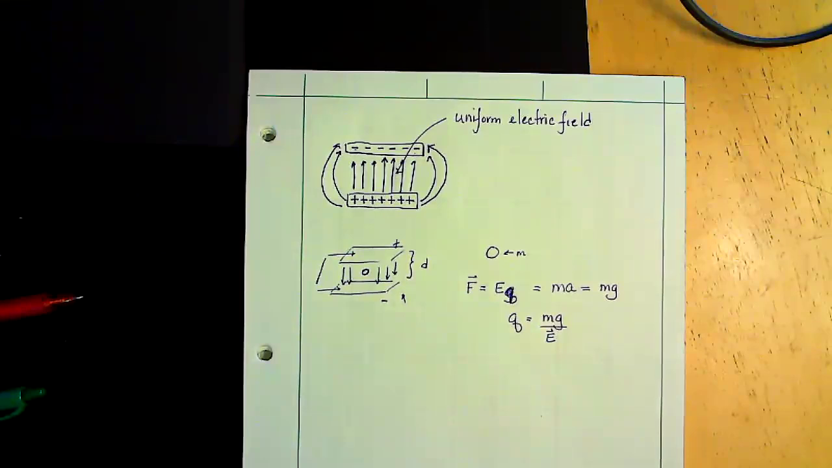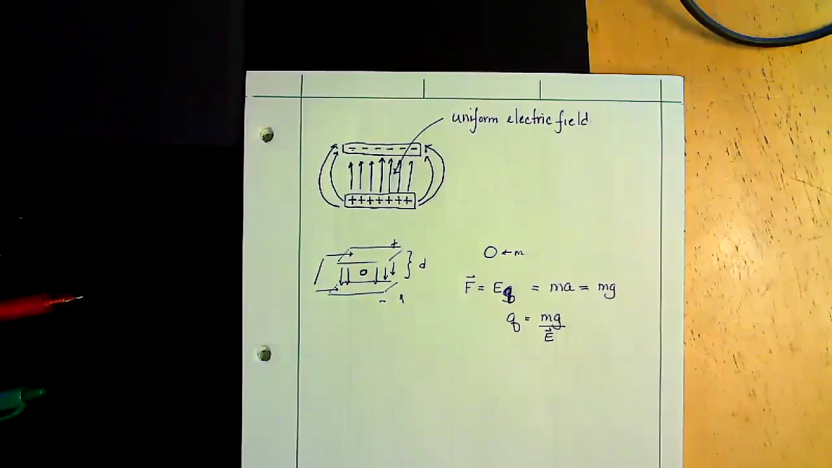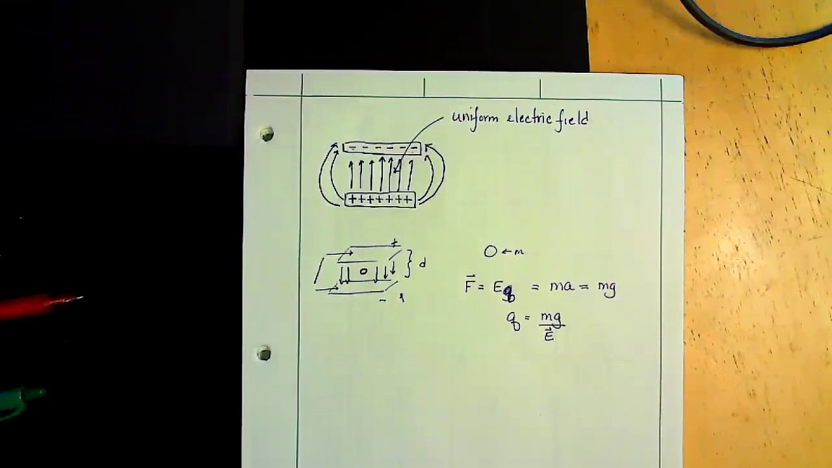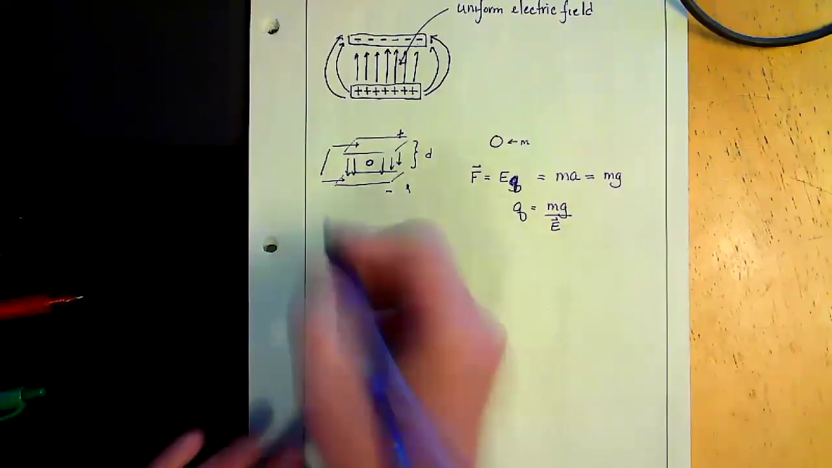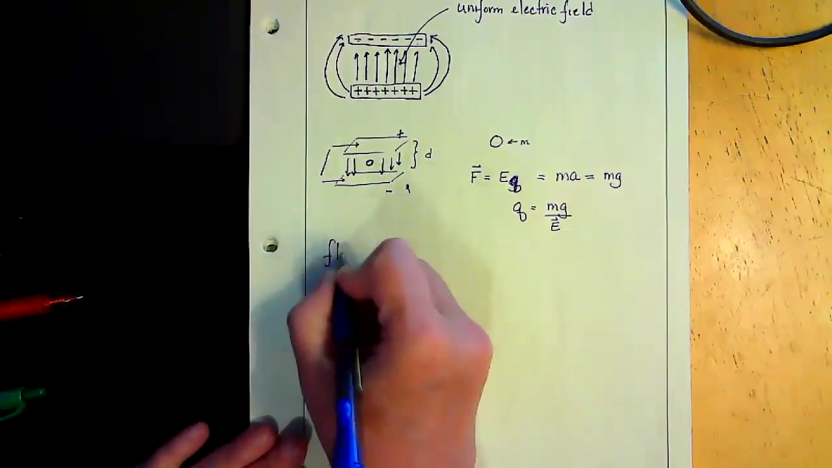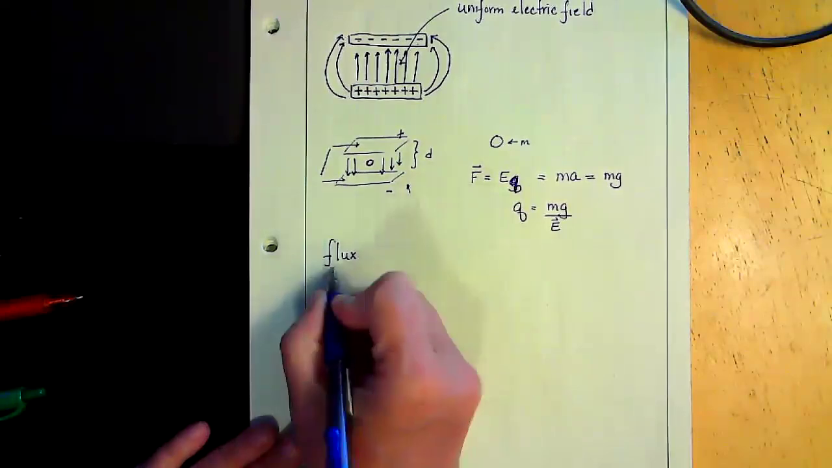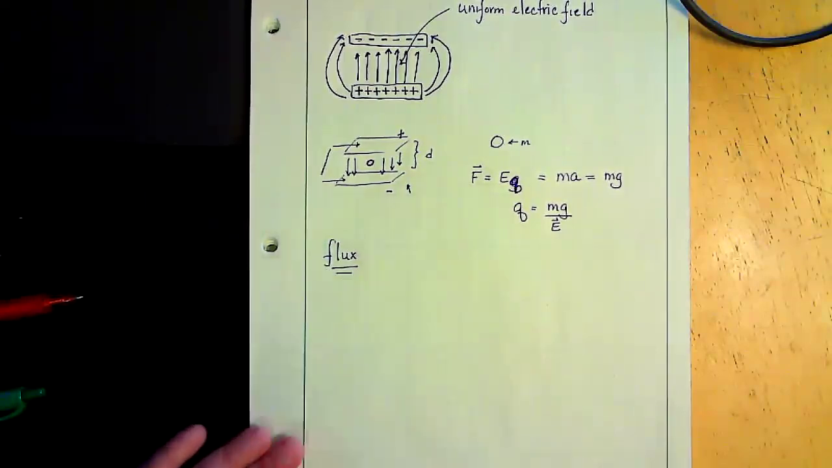I can do this over and over again, and then ultimately I can figure out the actual charge of my electron. So that's exactly what Millikan did, and it makes a whole lot of sense. But this also does something else for us. Now we're going to describe something called flux. So we're going to get this weird concept of flux.